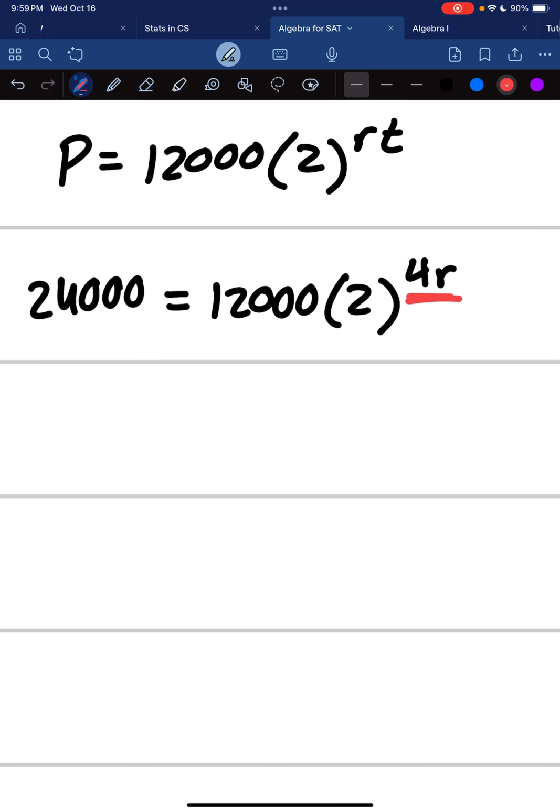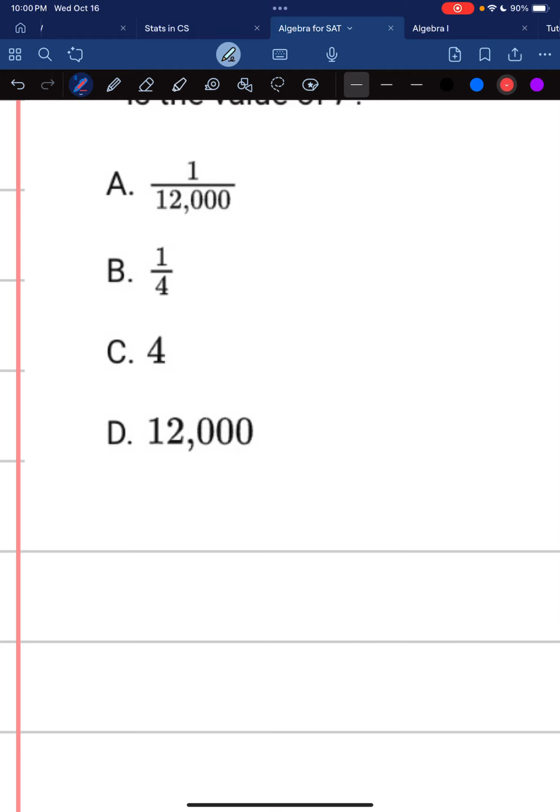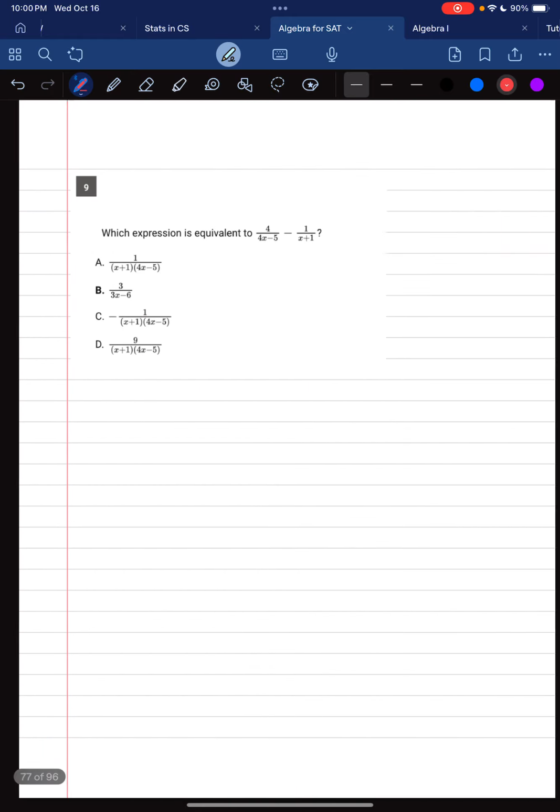So now we know that this exponent, 4R, needs to be 1. 4R equals 1, and if 4R equals 1, then divide both sides by 4, R is equal to 1/4. And you can see that if you replace this exponent with 1, then it works, because 2 to the power of 1 is 2, and 2 times 12,000 is 24,000. So then R must be 1/4.